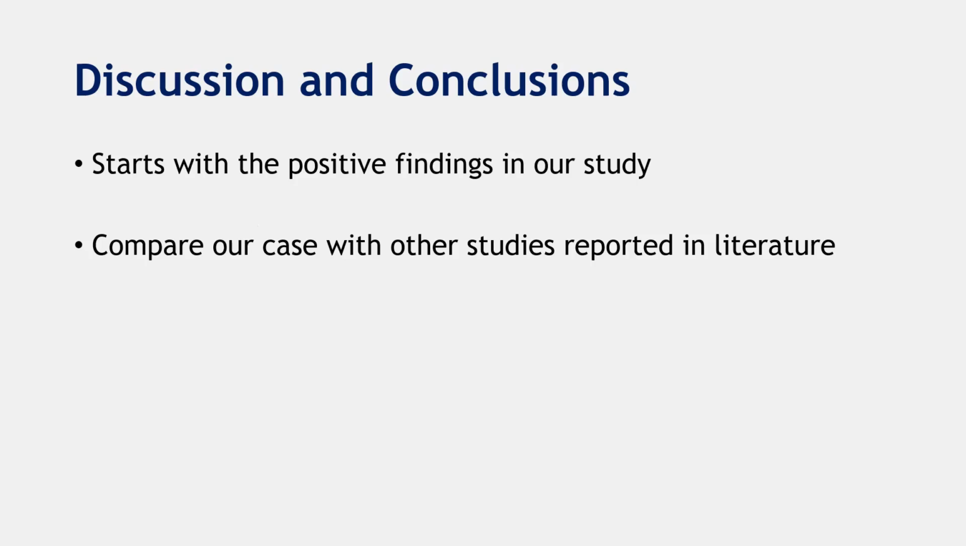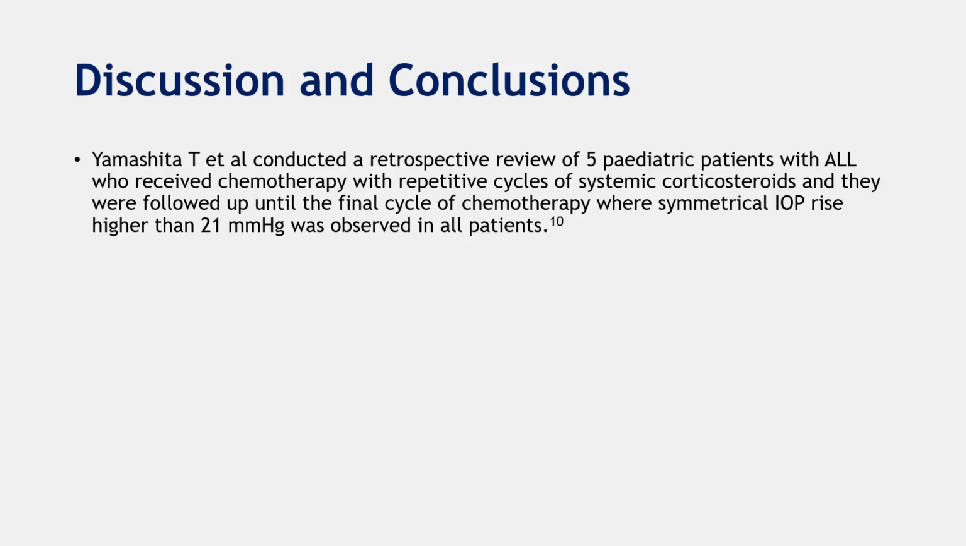We'll start with the positive findings of our study, and then we compare our case with those reported in the literature. So here is one of the examples we have, which is a shorter paragraph. Yamashita T et al. conducted a retrospective review of 5 pediatric patients with ALL who received chemotherapy with repeated cycles of systemic corticosteroids, and they were followed up until the final cycle of chemotherapy, where a symmetric IOP rise higher than 21 millimeters of mercury was observed in all patients.